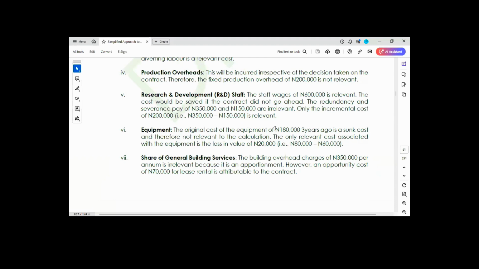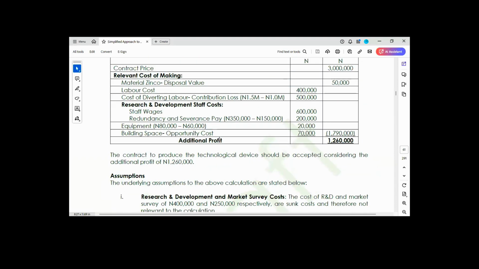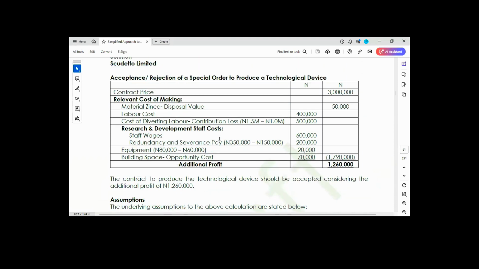So with this, you can be able to earn your full mark. If you do only the calculation without the assumptions, there is no way the examiner will give you. In fact, you can't even earn up to half of the mark associated with the question. The examiner can never give you half of the mark if you do only the calculation without the assumptions. Assumptions carry more marks than the calculation.